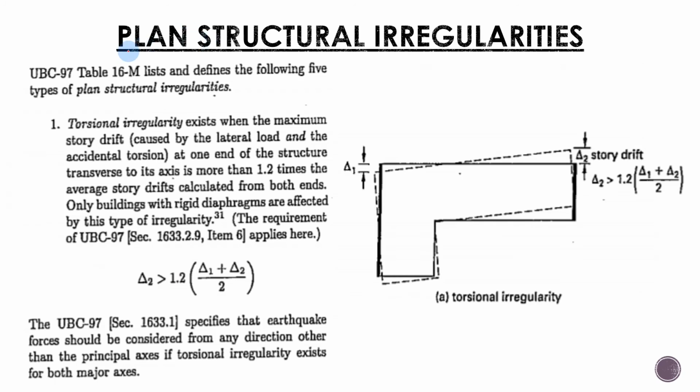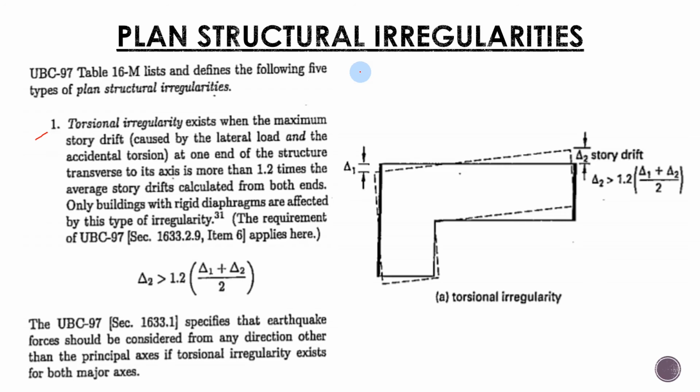Next is plan irregularities. So UBC 97 table 16-M lists and defines the following 5 types of plan structural irregularities. So first is torsional irregularity. It exists when the maximum story drift caused by the lateral load, including accidental torsion at one end of the structure transverse to its axis, is more than 1.2 times the average story drifts calculated from both ends. Only buildings with rigid diaphragms are affected by this type of irregularity.